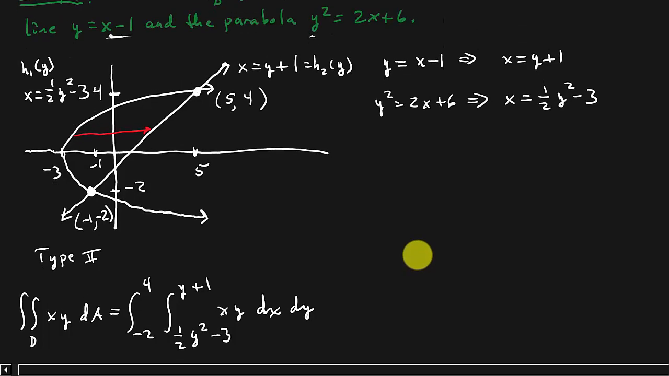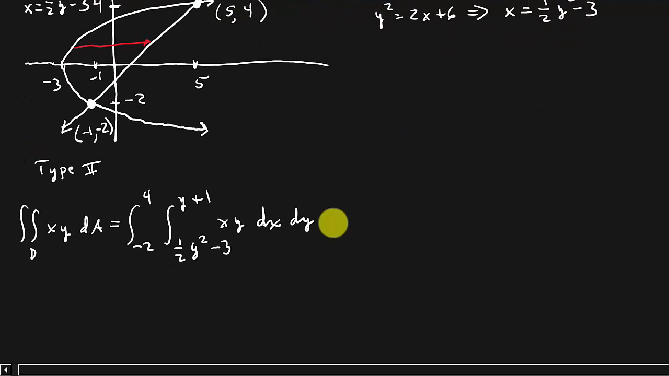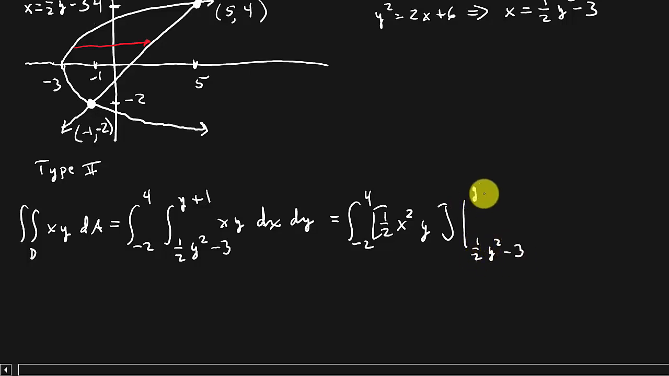All right, so we've got it set up. See, it's not really that hard. Just draw it out, type 1 or type 2, and draw your arrow in there, and that lets you know, okay, here are my functions. So this is going to give us -2 to 4, and we're integrating with respect to x, so that's 1/2 x squared y, from 1/2 y squared minus 3 to y plus 1, dy.